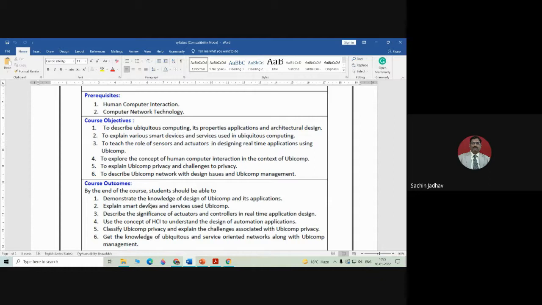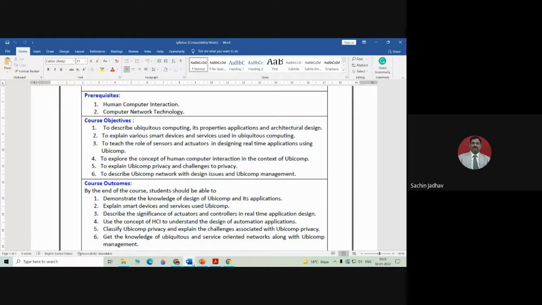You will then understand the concept of HCI from the design perspective, and how to make the applications automatic. You will understand human-computer interaction to understand the design of automation of those applications. Then you may be able to classify different kinds of privacy and the challenges associated with maintaining privacy. And at last, you will understand network management in Ubicom system applications.